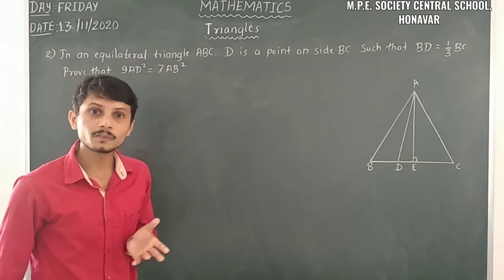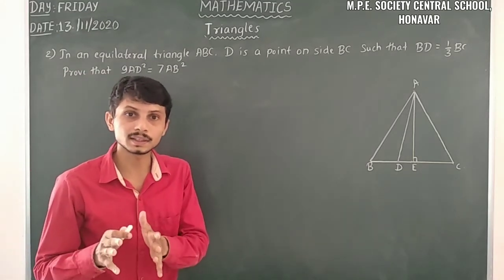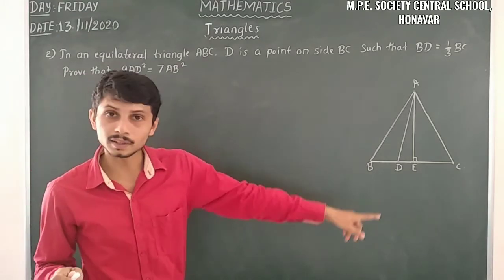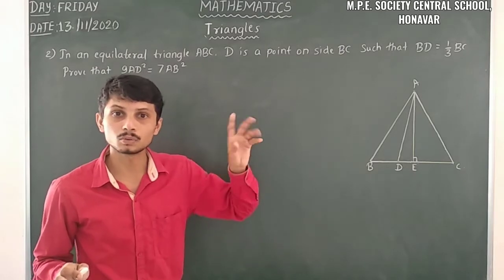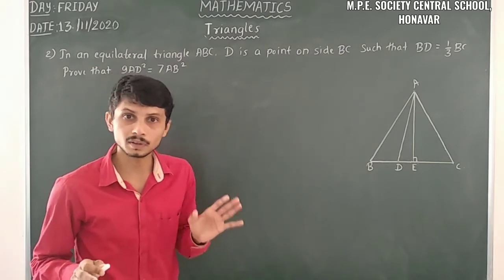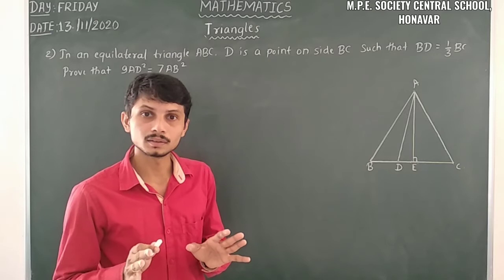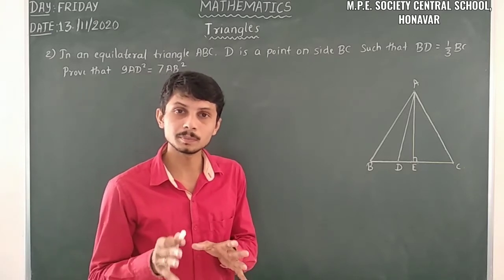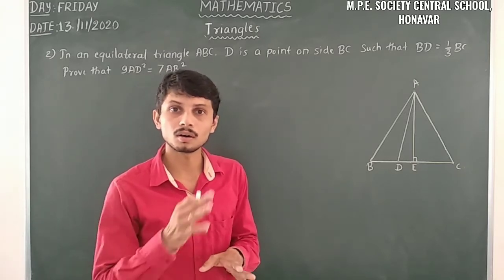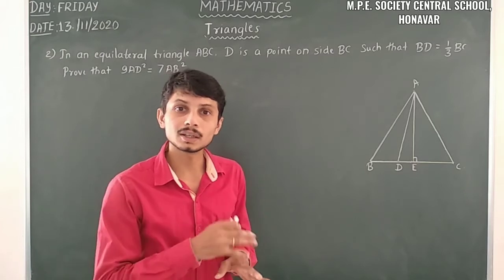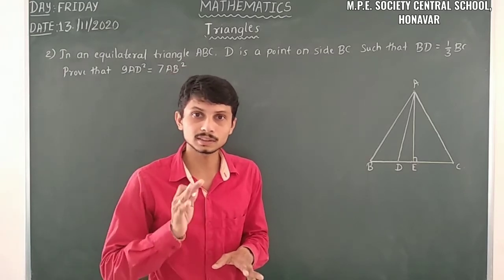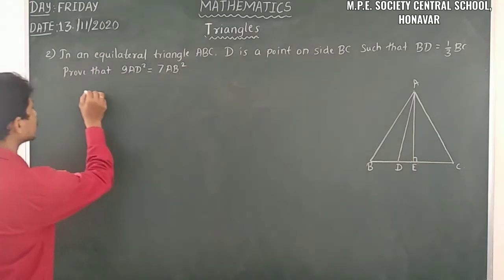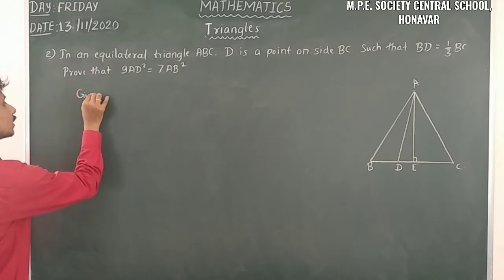So for that we have to take a consideration, that in an equilateral triangle all the sides are equal to A. So that means here we have to take A. So small a is the measurement of each side of an equilateral triangle. So let us take that one. So firstly we have to write the given things. What are the given things here?